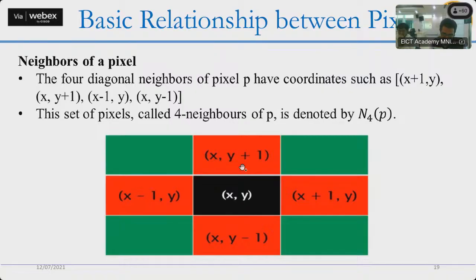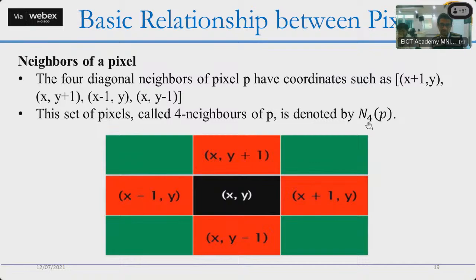This is X and Y, and here, as you go up a column, it is Y plus 1. Going to the right-hand side, it is X plus 1. Going to the left-hand side, it is X minus 1. On the down one, it is X, Y minus 1. So this set of pixels, 1, 2, 3, 4, are called the four neighbors, denoted by capital N subscript 4.